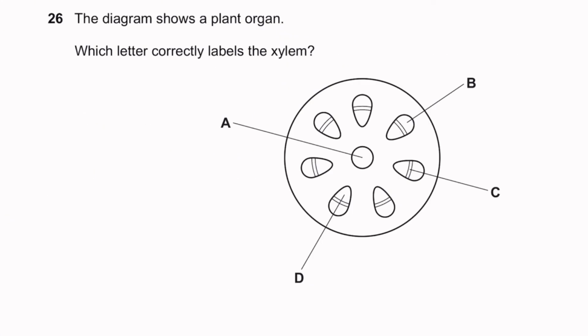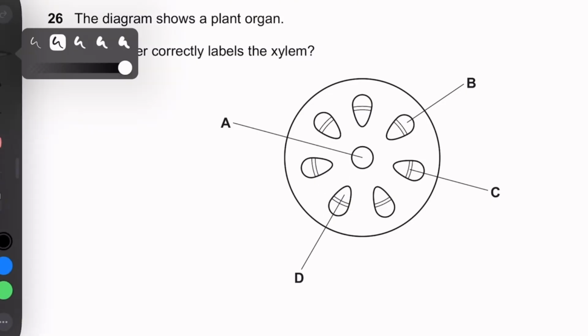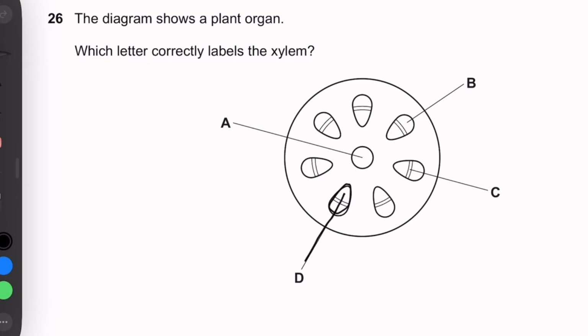The diagram shows a plant organ. Which letter correctly labels the xylem? Okay, obviously the xylem is going to be on the inside of the vascular bundle. Which one is the vascular bundle? This over here is the vascular bundle. Now this is the xylem. What are the others? C is the cambium, and B is the phloem. It's on the outside, and then A is supposed to be the pith. So this is why we choose D.